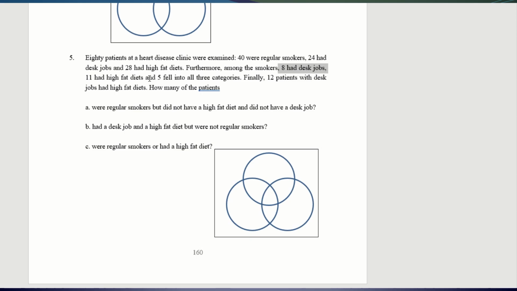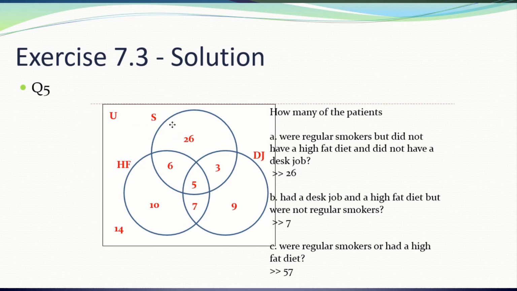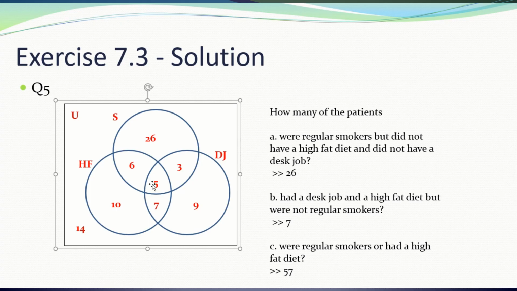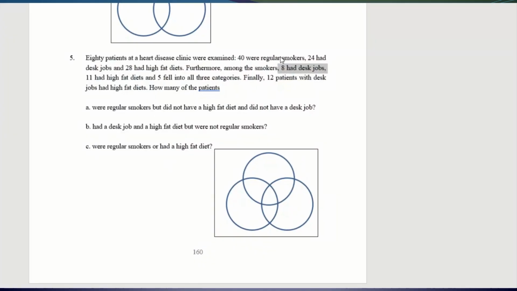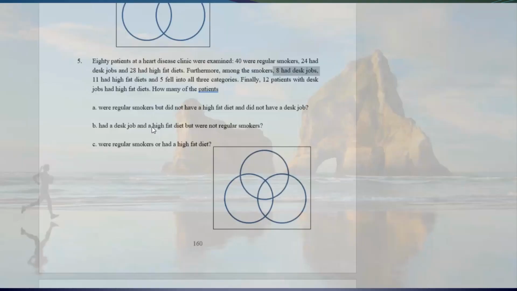11 had high-fat diet. So they were high-fat diet and they were smokers. So this was 11. So if this is 5, this must be 6. So you will be able to now fill up this bubble here, right? Because they already told you total must be 40. So you already have this. The balance is 26. Okay, moving on.